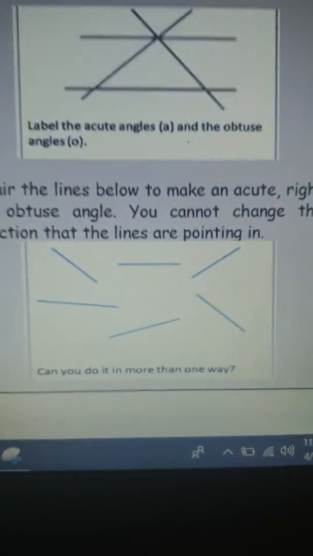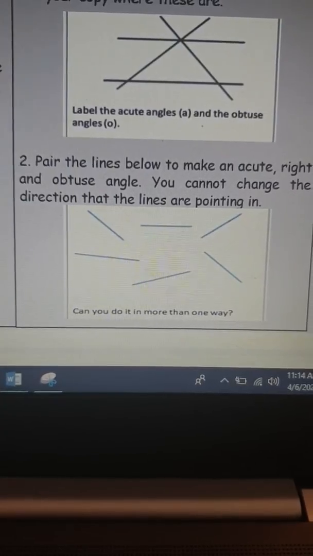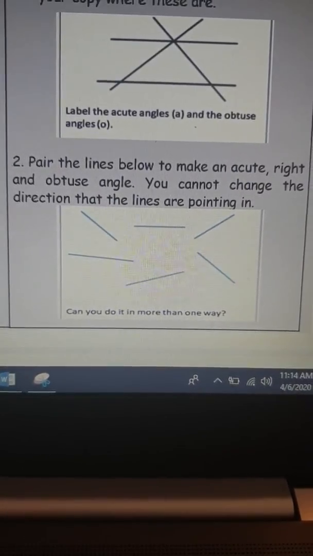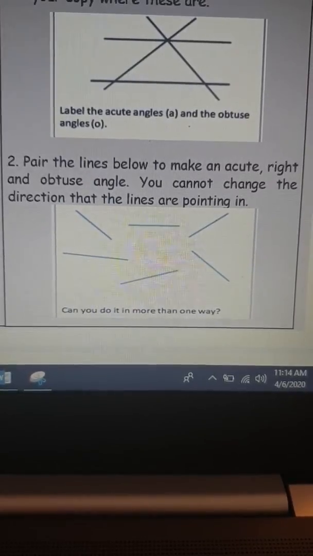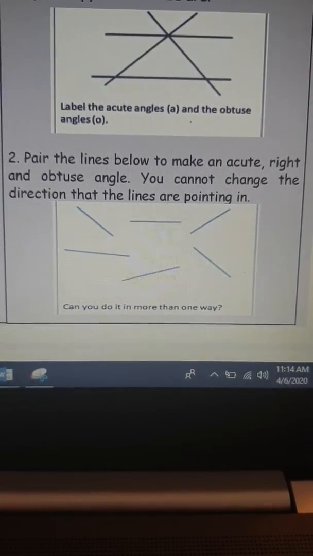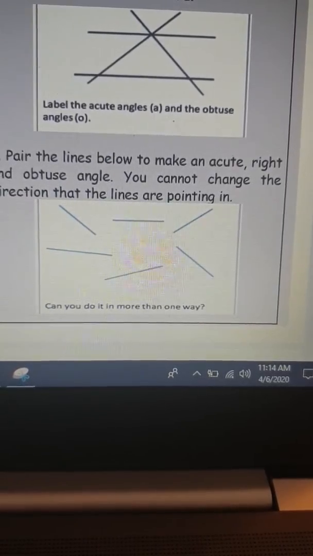Now number 2 was one where you could be a bit more creative. Pair these lines below to make an acute, right and obtuse angle. You cannot change the direction that the lines are pointing in. So what I did was I drew those lines in my copy, how they are. I drew them with a pencil.